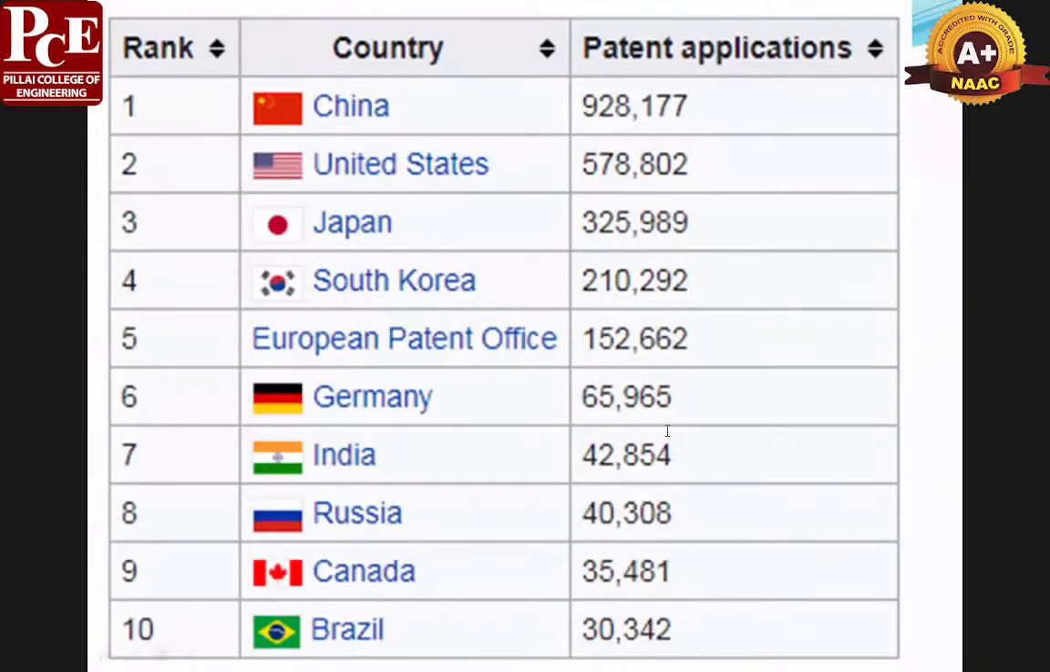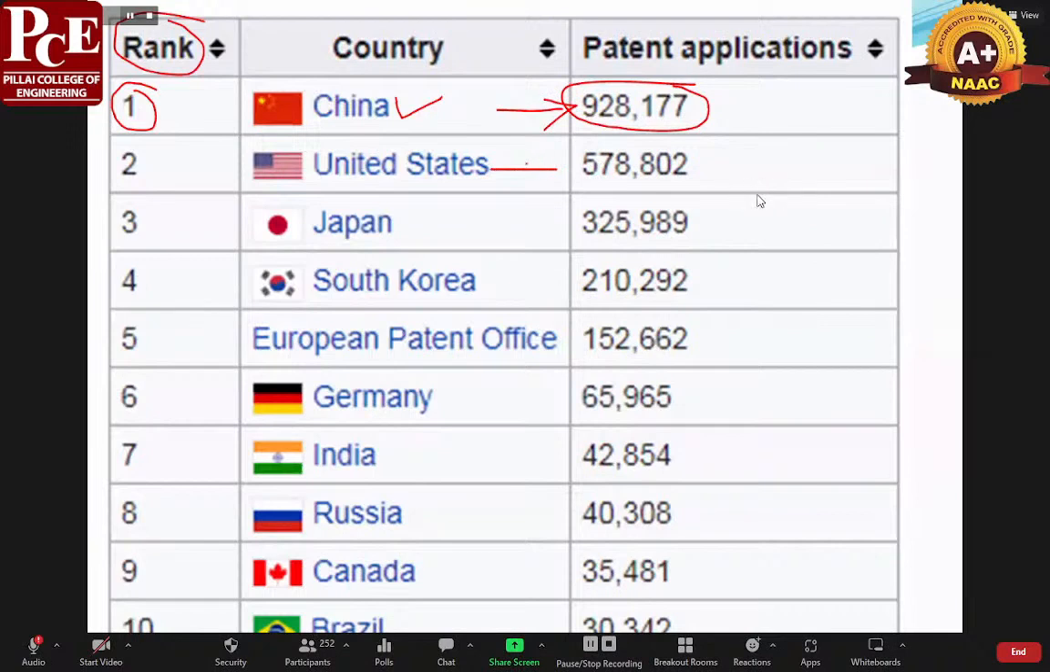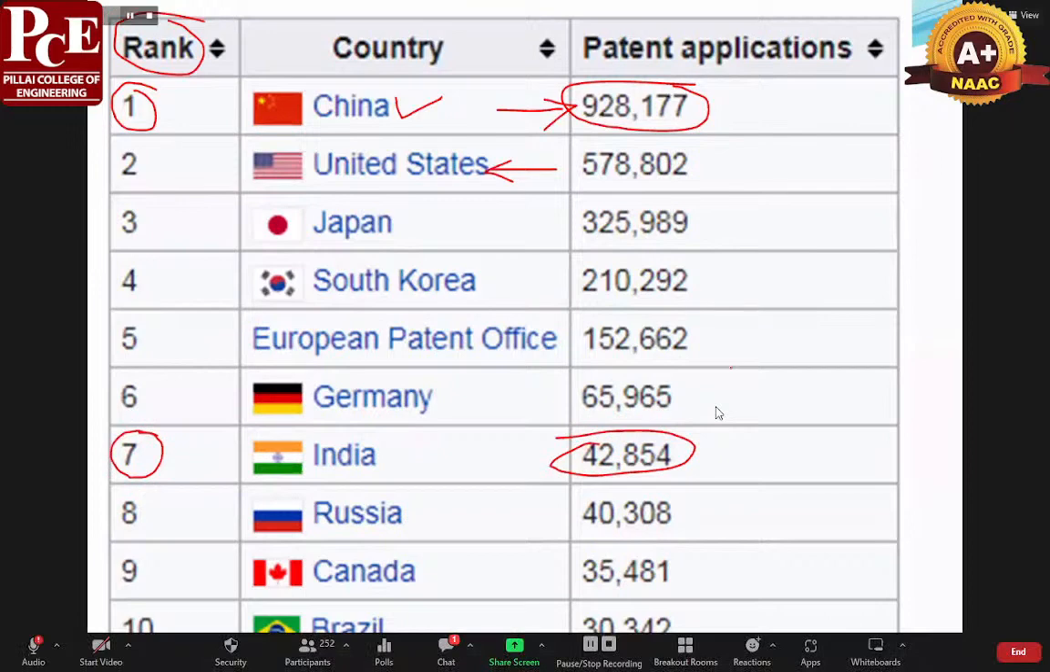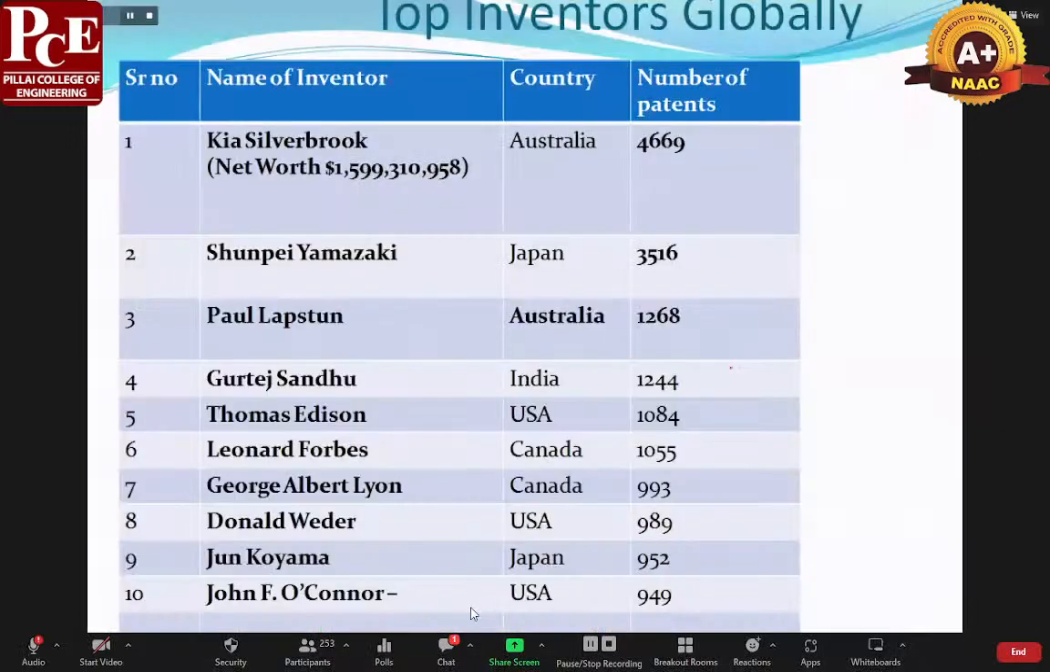So this is one representative graph, like a table, but this may be old. You can see the rank of the countries in terms of economy. China is number 1, and clearly they are number 1 because they filed the maximum number of patents. Their economy is high. Second highest economy is the United States, then Japan, then South Korea, and we are in 7th place. And we only filed 42,000. This is the old data. In the new one, we are still in 7th and 8th position.